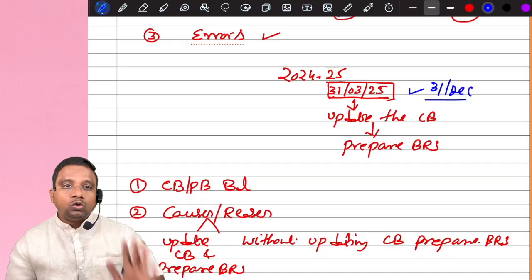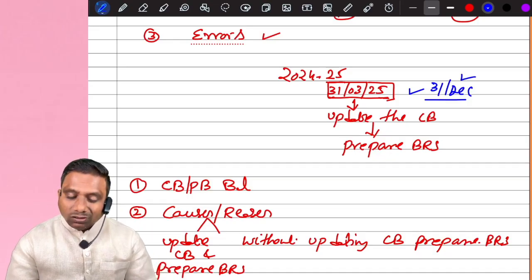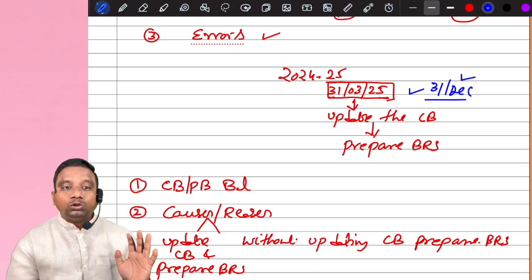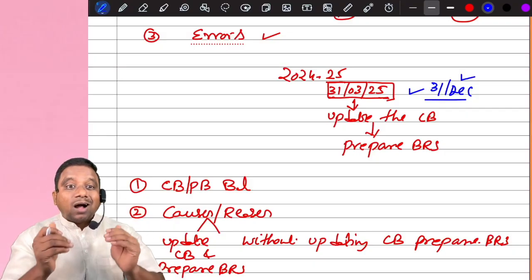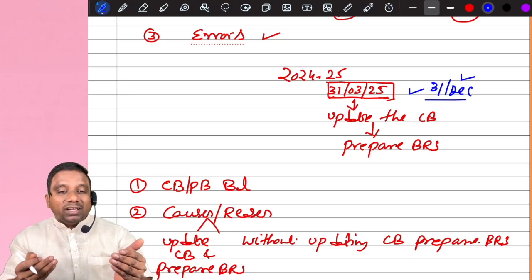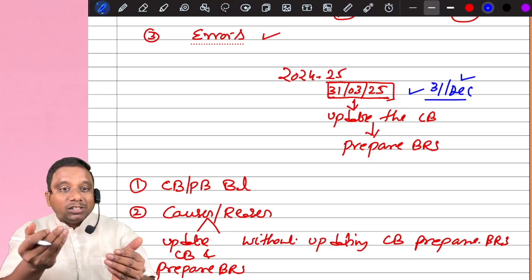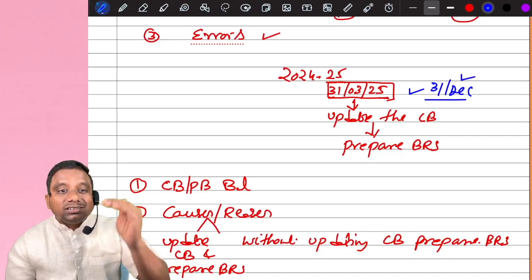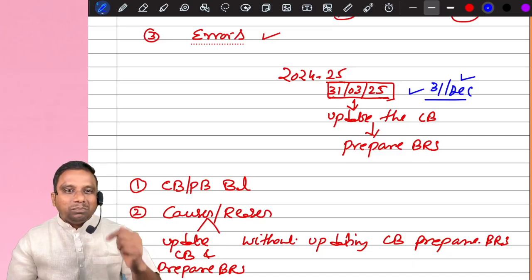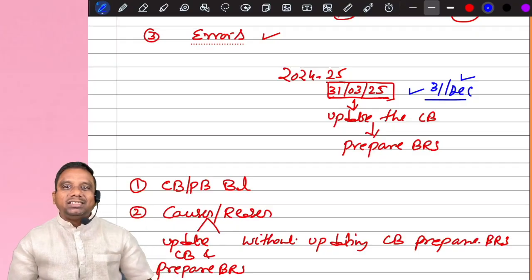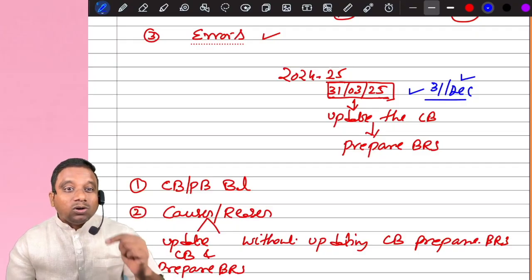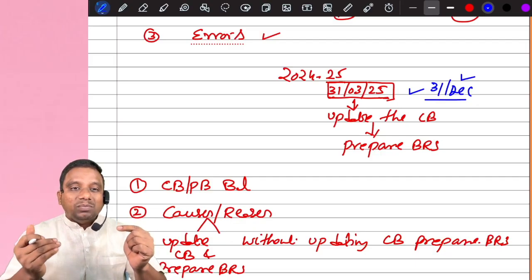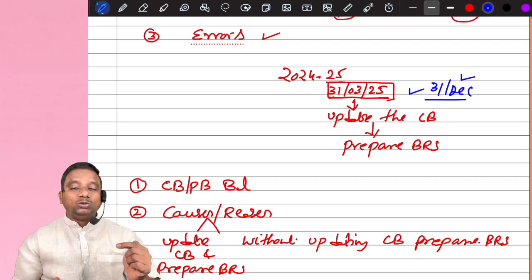In that case, you have two options. Assume that as on the given date, I repeat, as on the given date, the books of accounts are closed, then you can update the cash book and then prepare BRS. After updating the cash book, the number of causes gets reduced. Before updating the cash book, the number of causes are more. Once updated, the number of causes gets reduced.